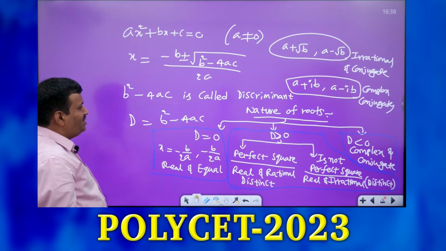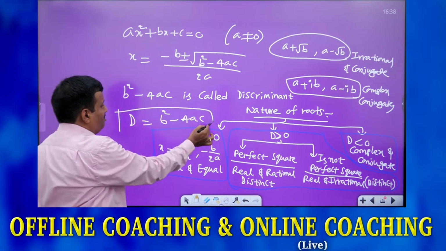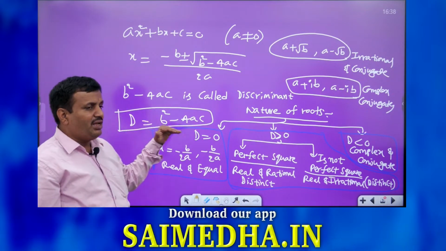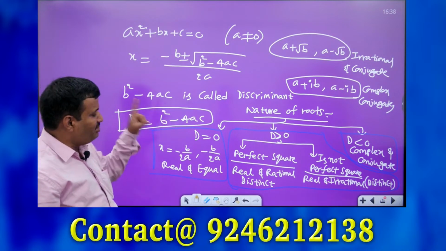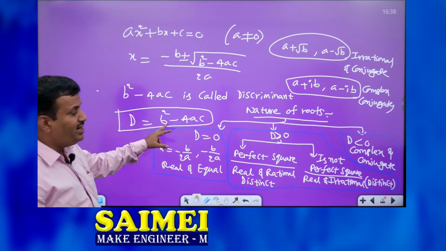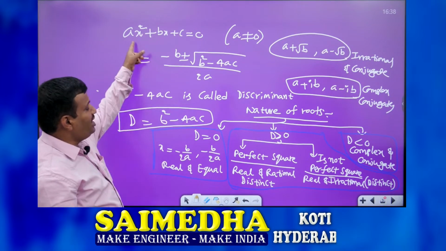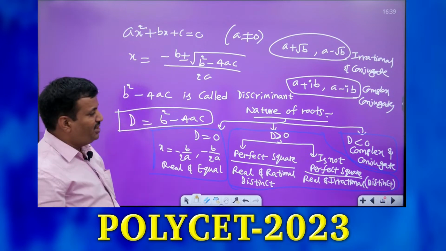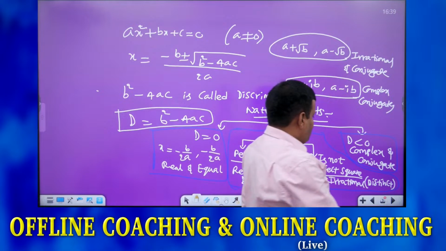What is the formula for the discriminant? D is equal to b square minus 4ac. Regularly in the exam they ask you to calculate the discriminant. What is the discriminant? Directly b square minus 4ac. Here, what is b? Coefficient of the x variable. What is a? Coefficient of x square. What is c? Constant term. Remember all these three. Very, very important.